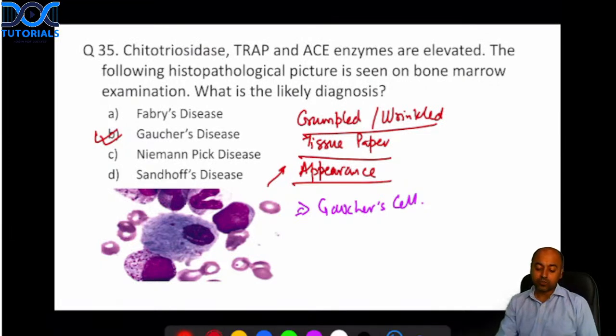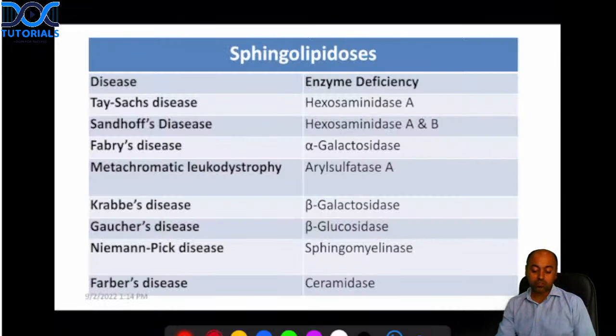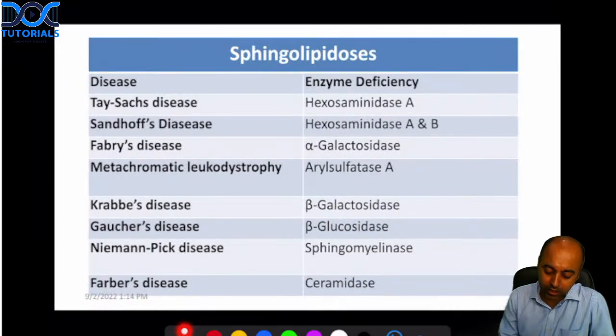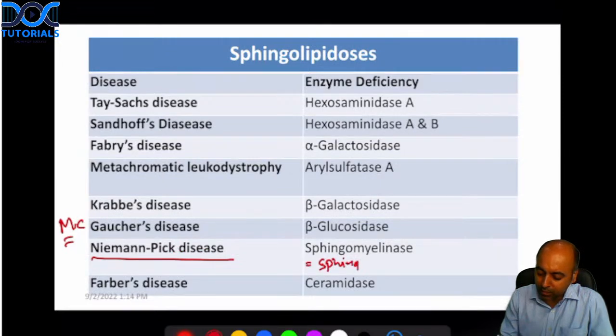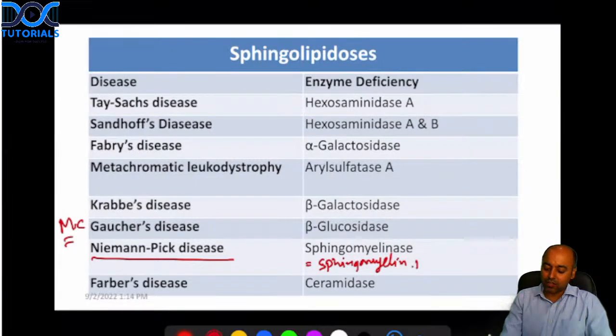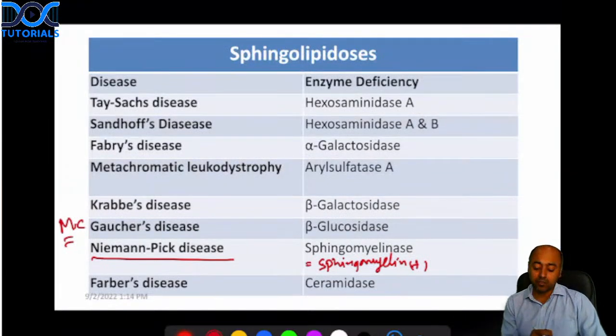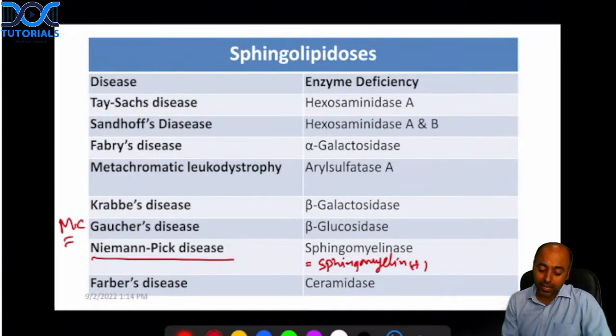Okay. So let us quickly take a look at the sphingolipidoses. Here are the important sphingolipidoses. Here you should know about the Gaucher's. Gaucher's is the most common. You should know about Niemann-Pick. Why Niemann-Pick? Here the sphingomyelin will accumulate. This is the only condition where sphingomyelin will accumulate. In all others, it is the glycolipid which is accumulating. Except for Niemann-Pick, where the sphingomyelin will accumulate.